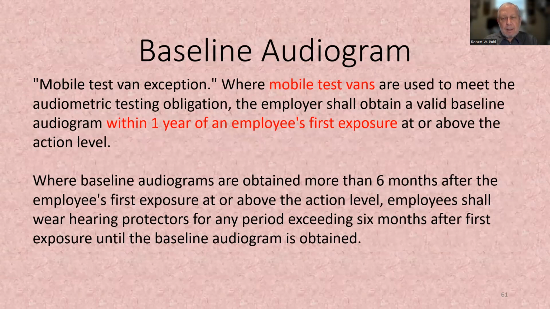I mean, you can't bring a van in there to test one person. So where baseline audiograms are obtained more than 6 months after the employee's first exposure at or above the action level, employees shall wear hearing protectors for any period exceeding 6 months after first exposure until the baseline audiogram. So even though they haven't been tested yet, and you don't know what their hearing is because the van hasn't come yet, if it's more than 6 months, they ought to have to wear hearing protection, if they're subject to 85 decibels. If the noise you've measured is below that, no.